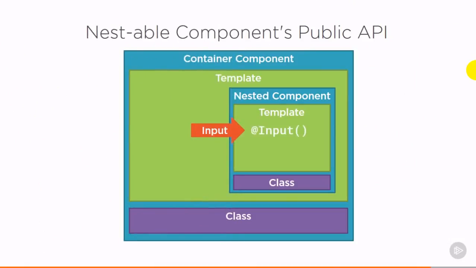We just saw how the container passes data to the nested component by binding to a nested component property that is decorated with the input decorator, and how the nested component uses an event property decorated with the output decorator to raise events. We can think of the properties decorated with the input or output decorators as the public API of the nestable component. Everything else in the component is encapsulated and only accessible to the component's template and class. Let's finish up this module with some checklists we can use as we build nestable components.